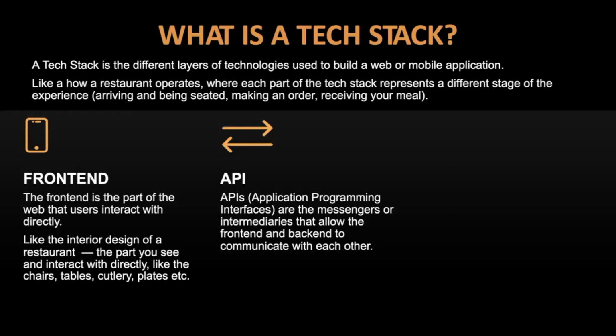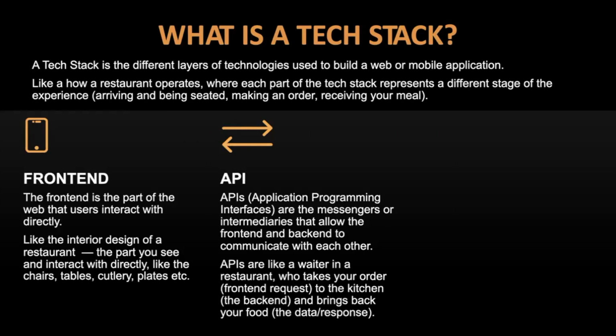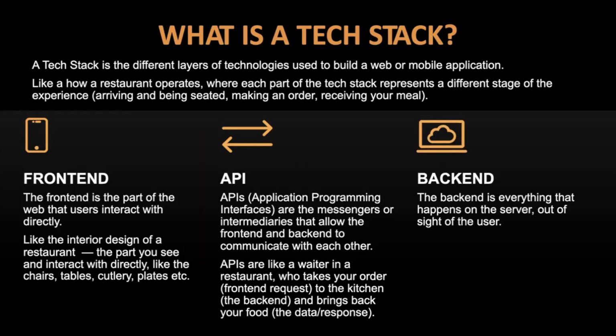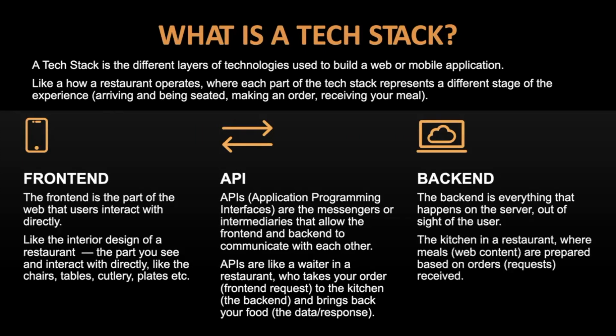Then the APIs, or application programming interfaces, are like the messengers or connectors that allow the front end and the back end to communicate with each other. Think about the APIs as a waiter in a restaurant, who takes your order to the kitchen and brings back your food once it's cooked. The back end then is everything that happens behind the scenes, out of sight of the user. So in the kitchen, where the meals are prepared, i.e. the web content, and the orders are received, the requests are all prepared in the back end.